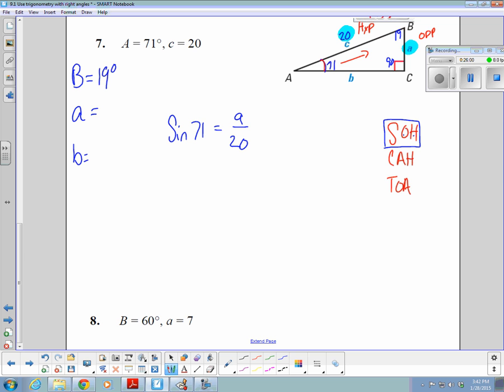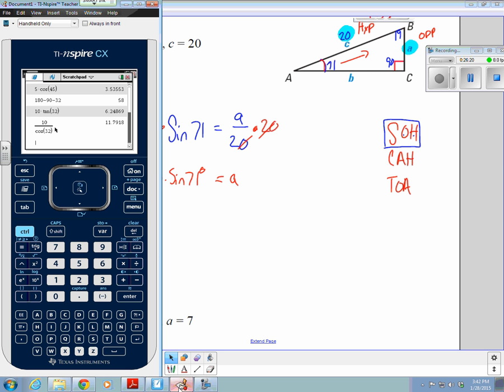Okay, great. So how do we solve this? We multiply both sides by 20 because we don't like this fraction. I don't like it. You don't like it. Nobody likes it. So multiply by it. All right, now he's gone. Now we're all happy. So A is equal to 20 times the sine of 71 degrees. And that's going to go directly into your calculator. So let's figure out what that is.